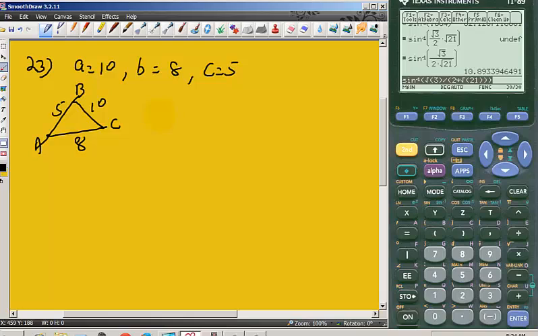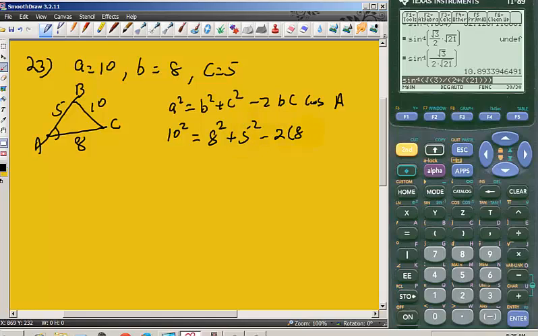Because it's law of sines, it doesn't really matter if you find the large angle or not, because law of cosines. So I'm going to go ahead and find the largest angle. I'm going to use A squared is equal to B squared plus C squared minus 2BC times cosine of angle A. A is 10, so 10 squared. B is 8, so 8 squared. C is 5, so it'll be 5 squared minus 2 times 8 times 5 times cosine of angle A.